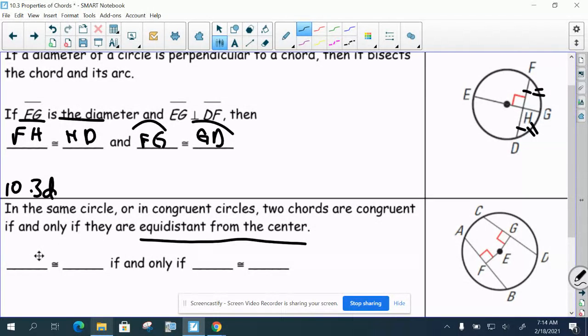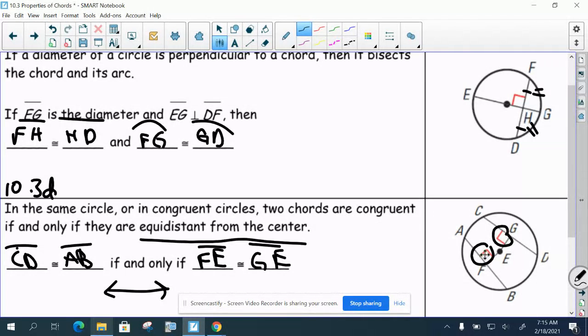Okay, so what are we writing here? The chord CD is congruent to AB if and only if FE is congruent to GE. You could have written that the other way around, but it doesn't matter. And remember that you can go both directions. So if they're equidistant from the center, so if that's congruent to that, and it's perpendicular, it is important to show the perpendicular symbol, because that just means that you're talking about the shortest distance.